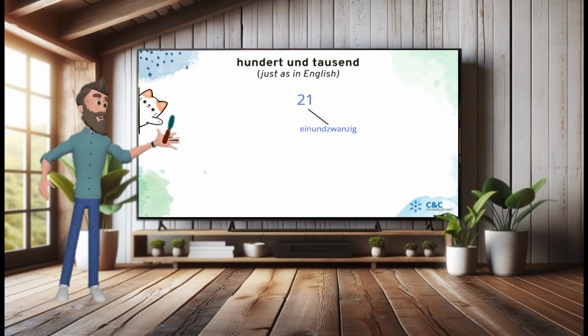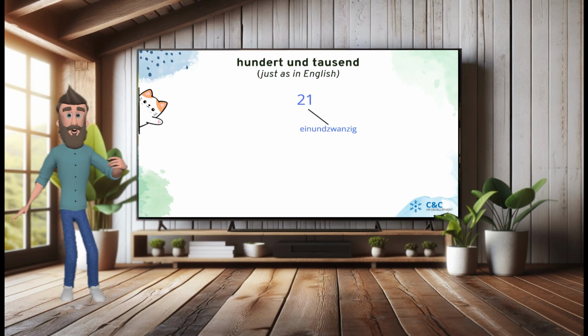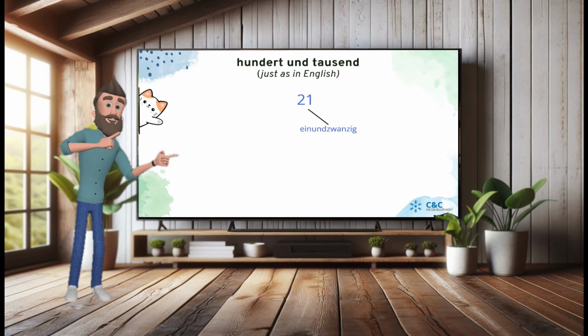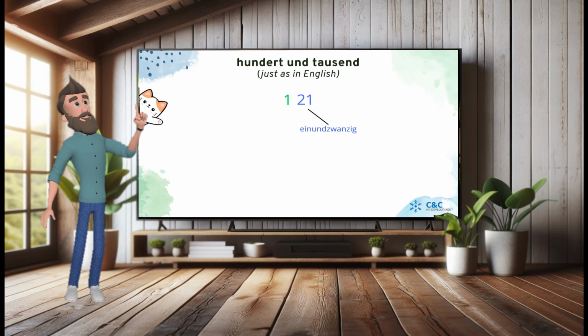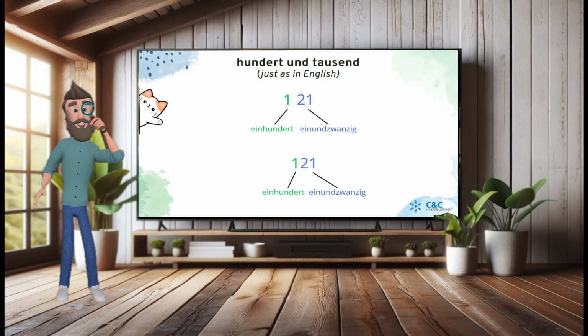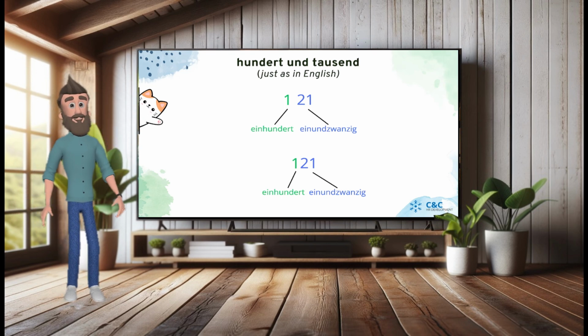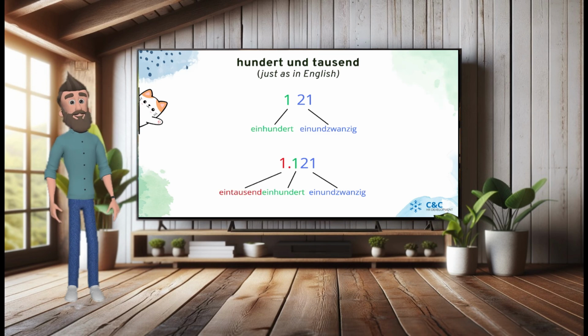How do we combine these numbers? We start with 21. How do we say 121? It's easy. We just put it at the beginning. 121. How do we transform to 1121? Again, we just put it at the beginning. 1121.